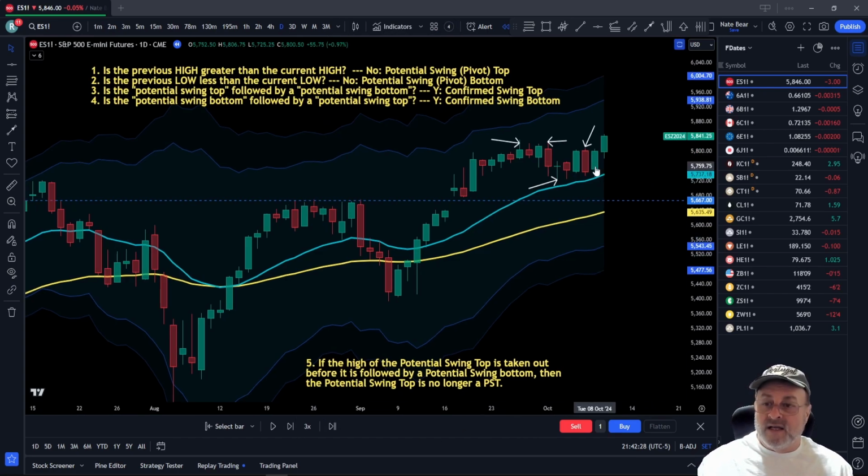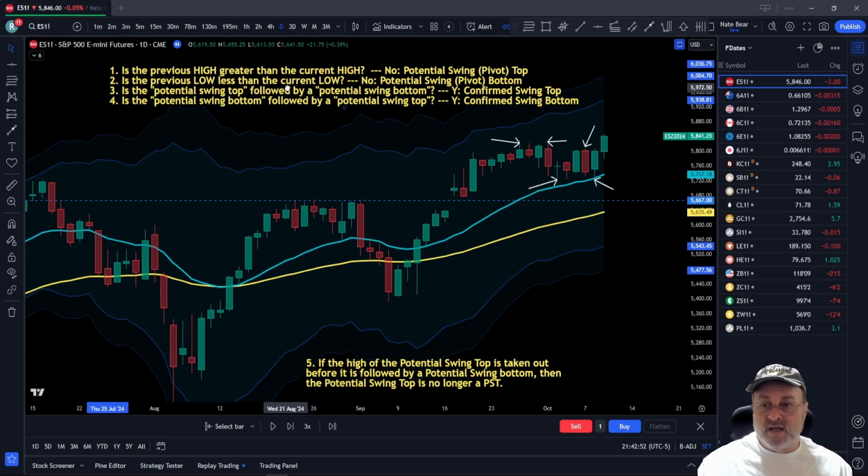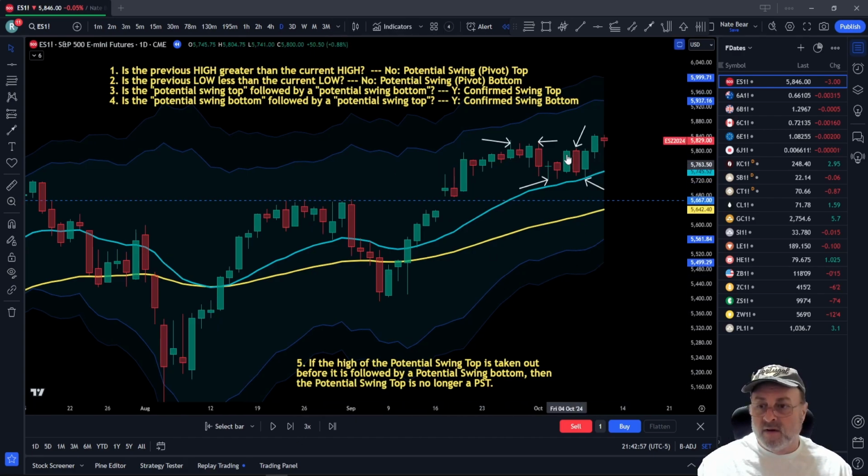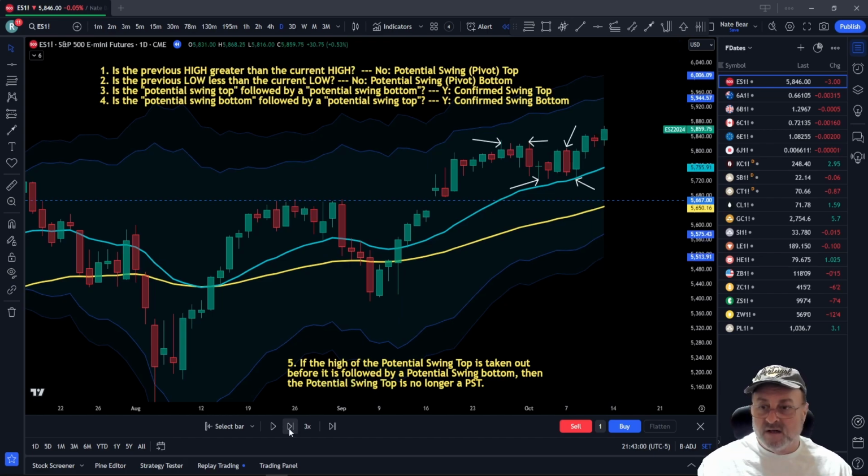All right, now our potential swing bottom is followed by a potential swing top. Potential swing bottom followed by a potential swing top confirms our swing bottom. Okay, so I'm going to kind of fly through this now because you can always refer to this note here to know what I'm doing. So I have a potential swing top. Inside bar, nothing changes. I have a new potential swing top, so this is no longer, this is a new potential swing top.